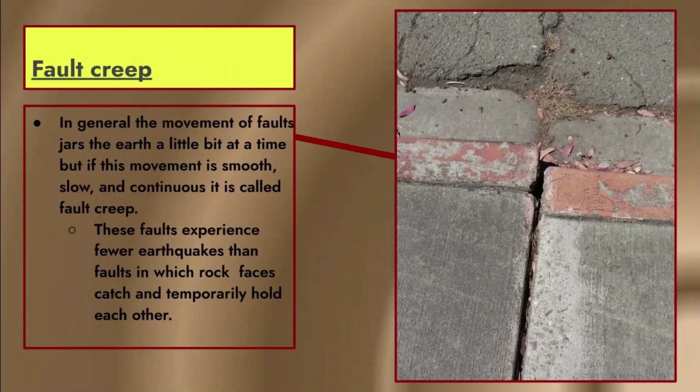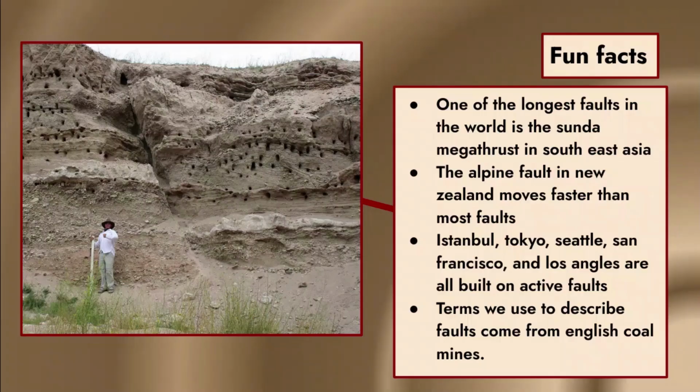Fault creep. In general, the movement of faults jars the Earth a little bit at a time, but if the movement is smooth, slow, and continuous, it is called fault creep. These faults experience fewer earthquakes than faults whose rock faces catch and temporarily hold each other.